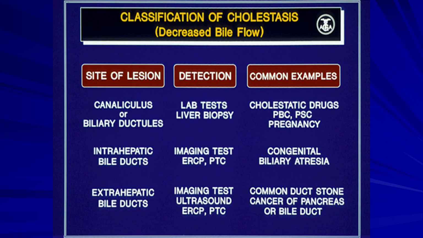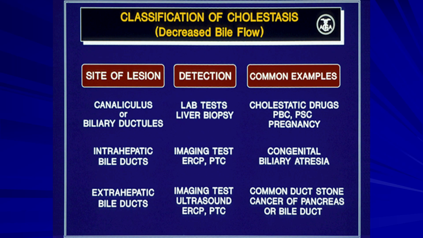Cholestasis is reduced bile flow or failure to secrete bile. Clinically, it manifests as itching and fatigue. Biochemically, there is increased alkaline phosphatase, gamma GT, and conjugated bilirubin, and therefore there will also be tea-colored urine.